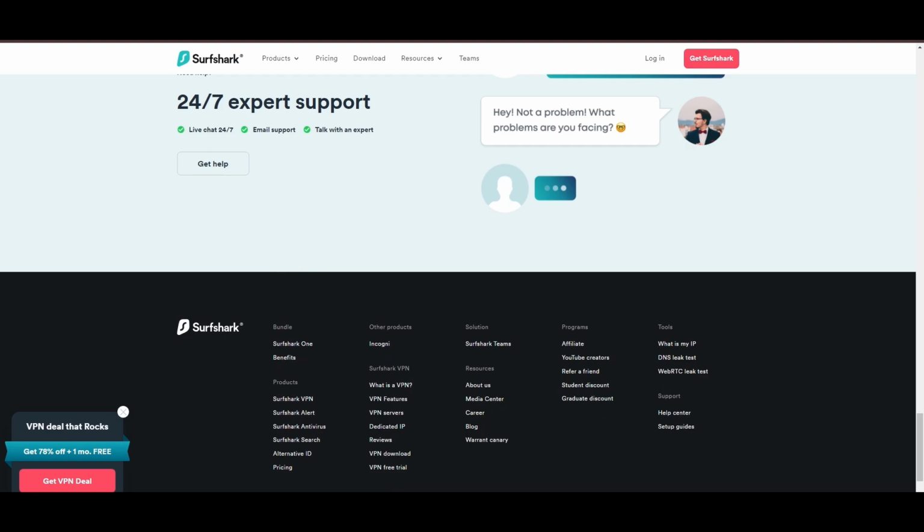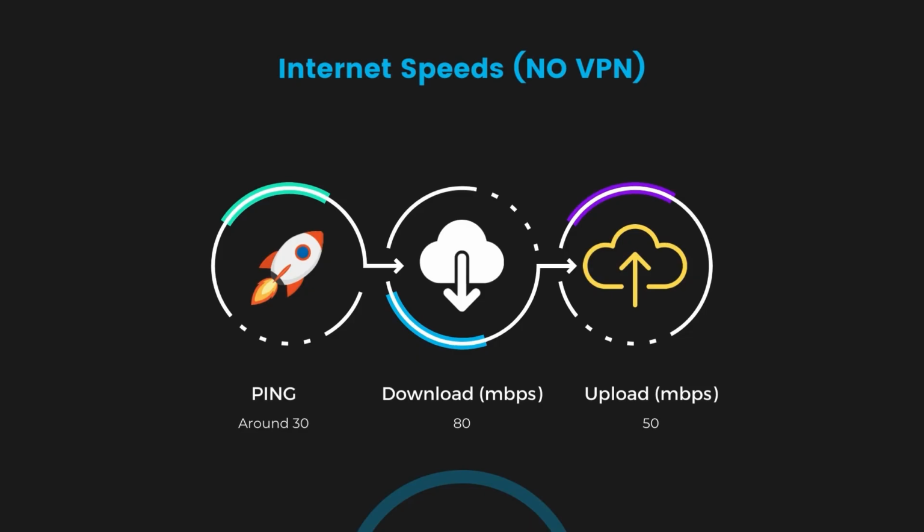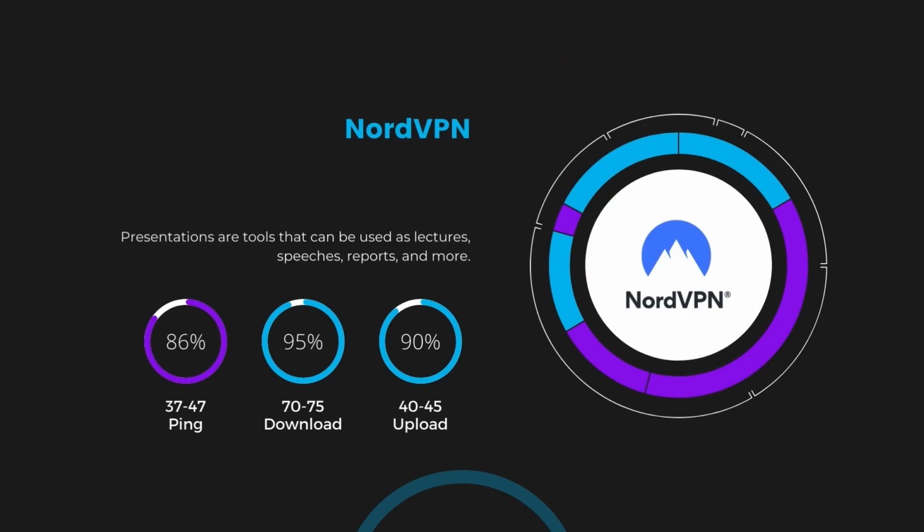If you're still deciding which VPN we've discussed in this video is the best fit for free internet, let's delve into some tests we conducted to compare their performance. Firstly, we have NordVPN. With NordVPN enabled, our ping increased to between 37 and 45 milliseconds. Despite the slight latency uptick, NordVPN maintains commendable download and upload speeds, registering at 70 to 75 megabits per second and 40 to 45 megabits per second, respectively. This efficiency is attributed to NordVPN's NordLynx protocol, ensuring a rapid and seamless experience for free internet.